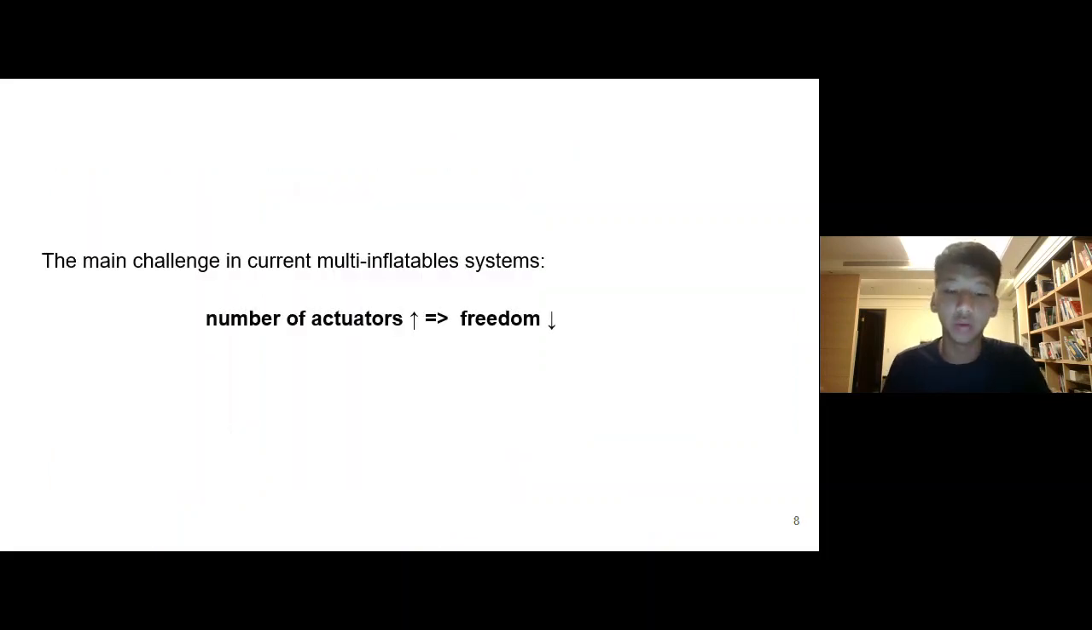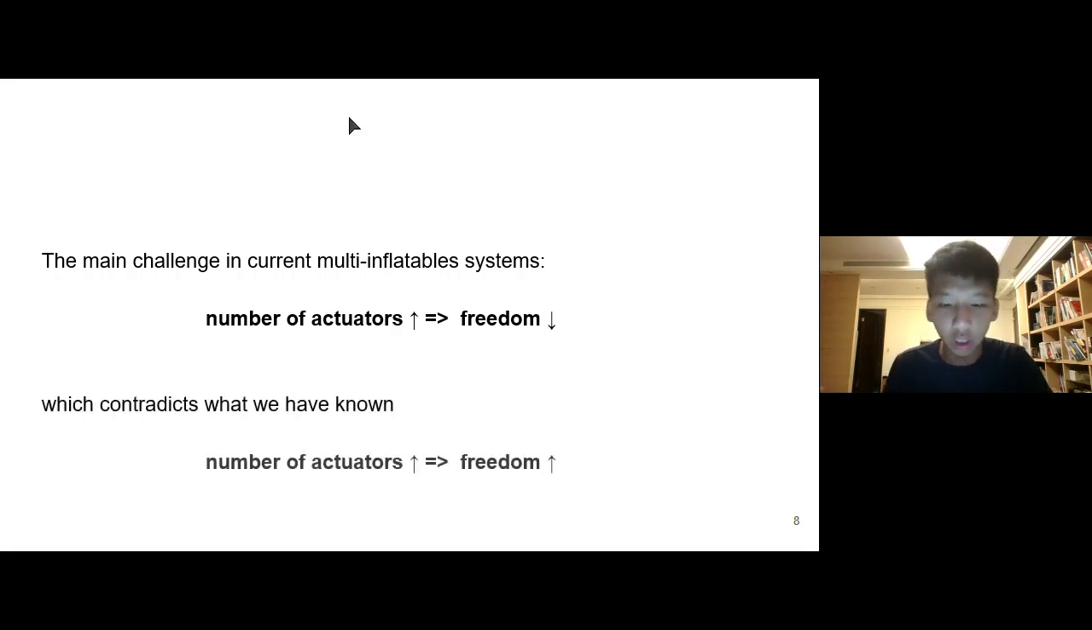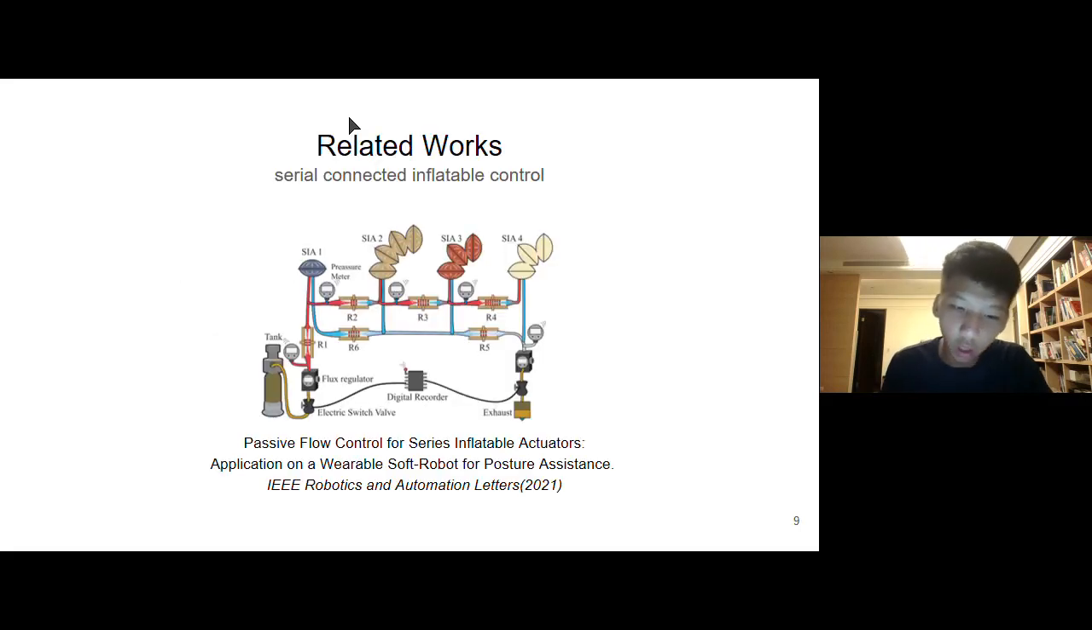Since more actuators would limit the layout, the main challenge in current multi-inflatable systems is that more actuators mean less freedom because of the layout constraint, which contradicts what we know in engineering, that more actuators equal more freedom. Recently, we found a work that used a serial control system to control the inflatables in a soft robot, which brings us a silver lining to control the inflatable system in the time domain rather than in space.